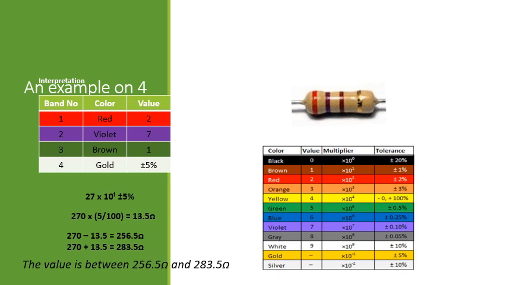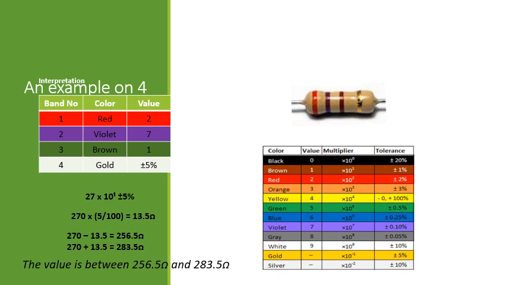Okay, so now the second color is what? Violet. What's the value on the chart? That's 7. You write down 7. Then the third color or the third band is called the multiplier. Note that the third band of a 4-band resistor is called the multiplier.